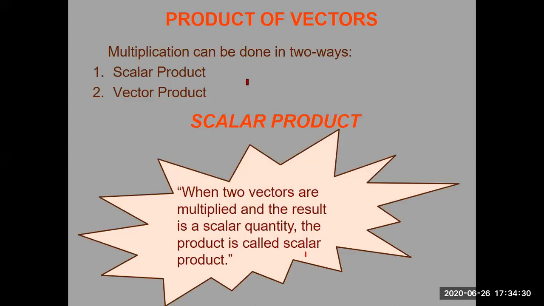Multiplication can be done in two ways. Number one is scalar product. Number two is vector product.